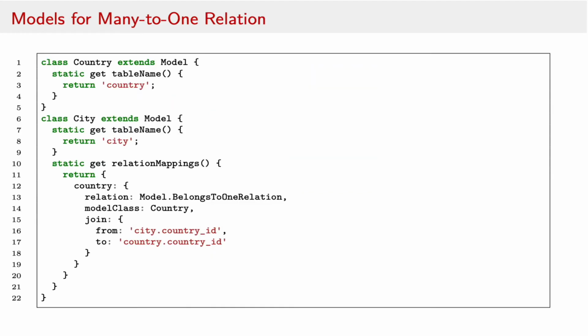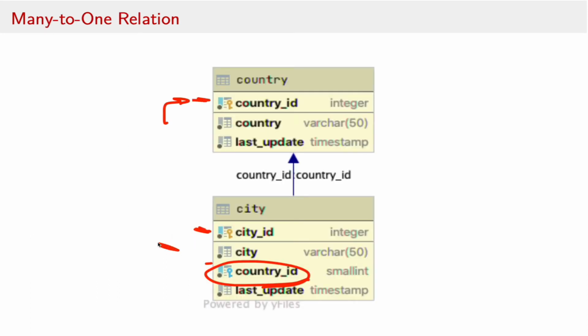Let's see how we would model that in objection. Now I've got two classes showing up here. One's called country again. It's basically the same as the previous example, and it extends the objection model class. And then I have a second one called city that also extends the model class. And just like before, this first class is focusing on accessing the country table, and the second is focused on accessing the city table, but also implementing that relationship between city and country.